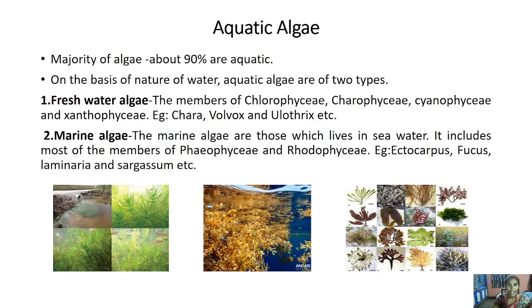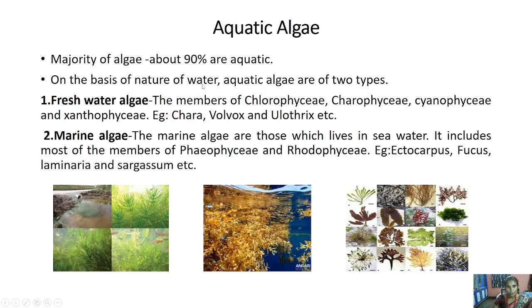Coming to aquatic algae, let us study them in detail. The majority of algae, about 90%, are aquatic in nature. That means they are usually found in water bodies. On the basis of the nature of water where they occur, these aquatic algae are of two types. If they grow in fresh water, they are called freshwater algae. If they grow in salt water, they are referred to as marine algae.